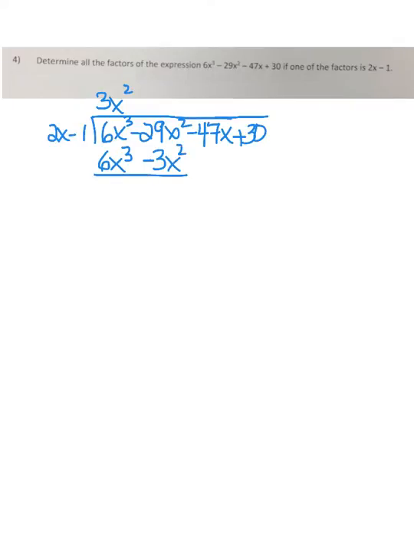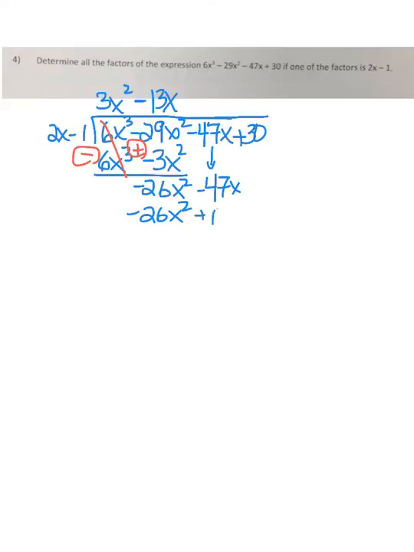All right. So let's change and circle, cross out our x cubed terms. Then we're going to add our like terms, and that's going to give me negative 26x squared, and bring down the minus 47x. All right, let's do this again. This time I'm going to multiply by a negative 13x, because that negative 13x, when I distribute it through, is going to give me negative 26x squared and positive 13x.